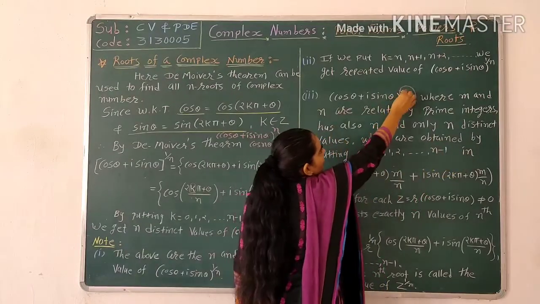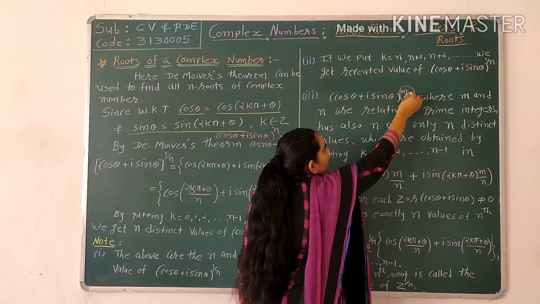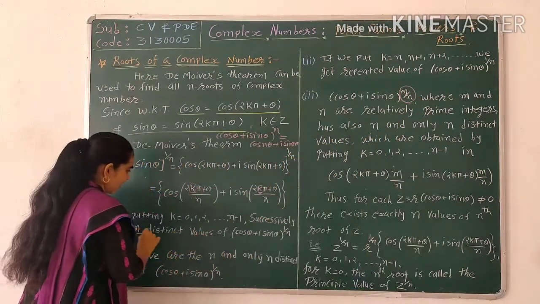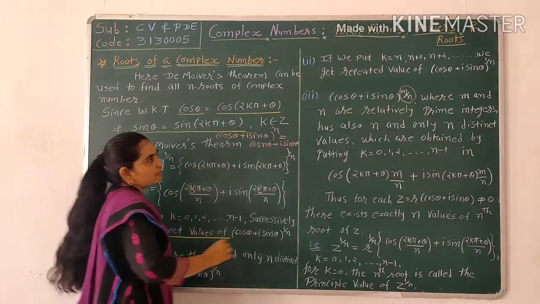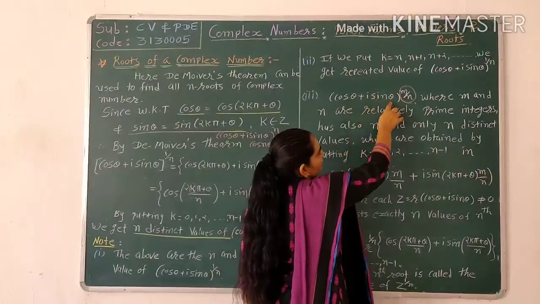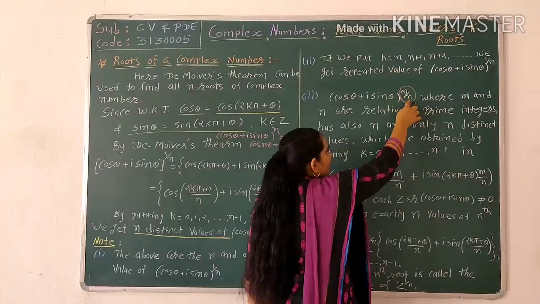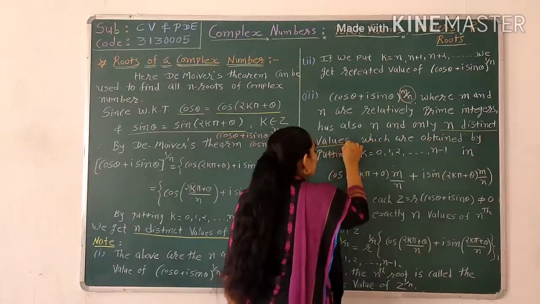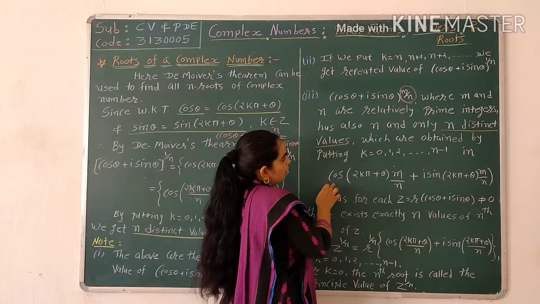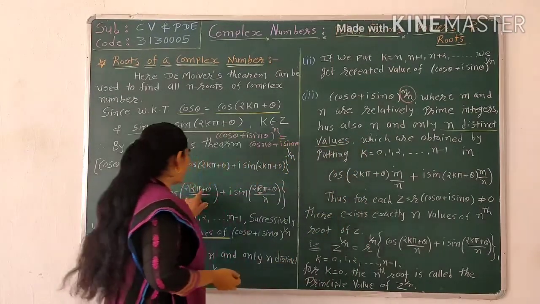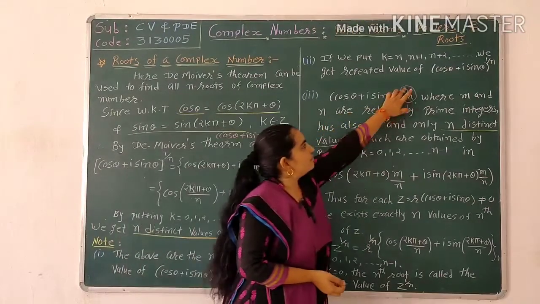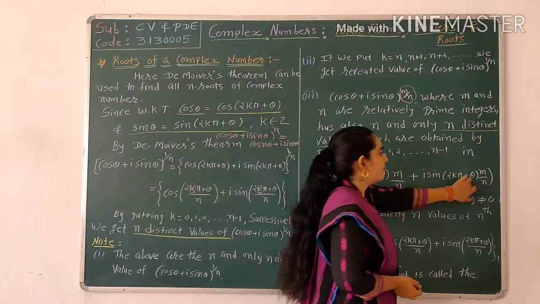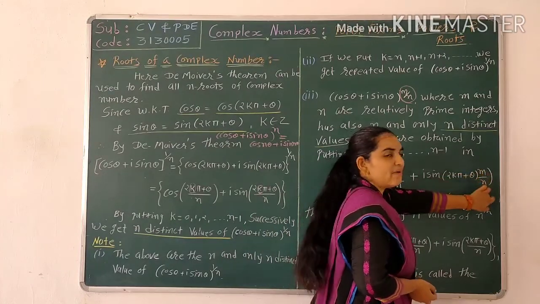We are given here m by n. Therefore, we have to find here 1 upon n, then we find n distinct values. Therefore, we are given here (cos theta plus i sin theta) raised to m by n. Then we have to obtain n distinct values. Therefore, cos ((2k pi plus theta) m by n) plus i sin ((2k pi plus theta) m by n).